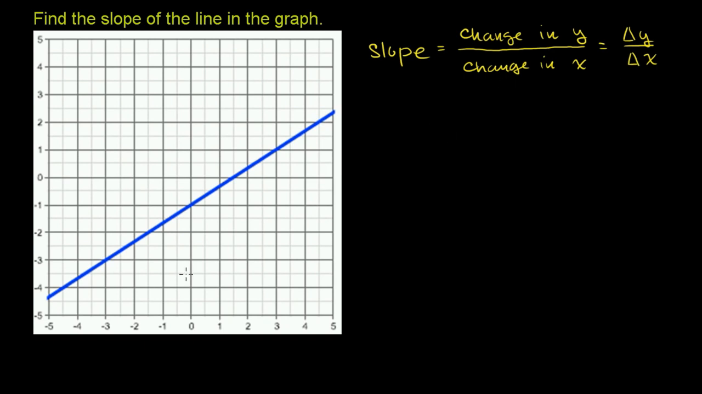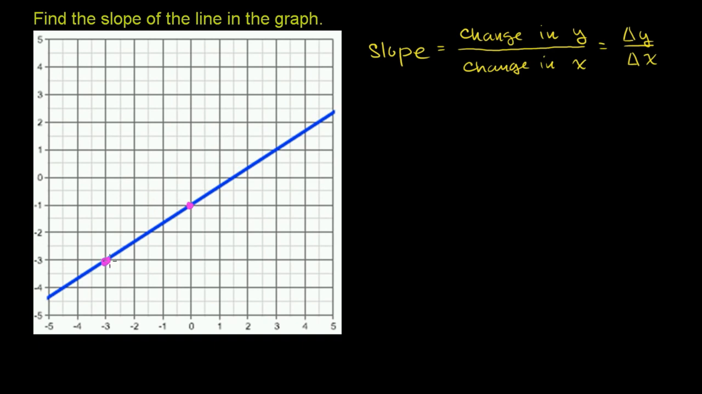So let's start at some point that seems pretty reasonable to read from this graph. Let me do it in a more vibrant color. So let's say we start at that point right there, and we want to go to another point that's pretty straightforward to read. We can move to that point right there. We can literally pick any 2 points on this line. I'm just picking ones that are at nice integer coordinates, so it's easy to read.